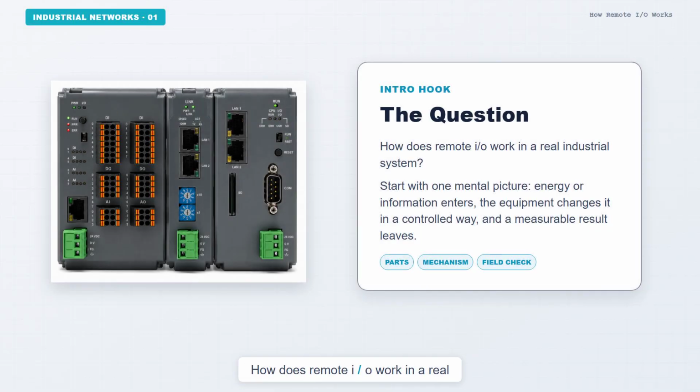How does remote I/O work in a real industrial system? Start with one mental picture. Energy or information enters. The equipment changes it in a controlled way, and a measurable result leaves. We will follow that path and identify what can prevent it from working.